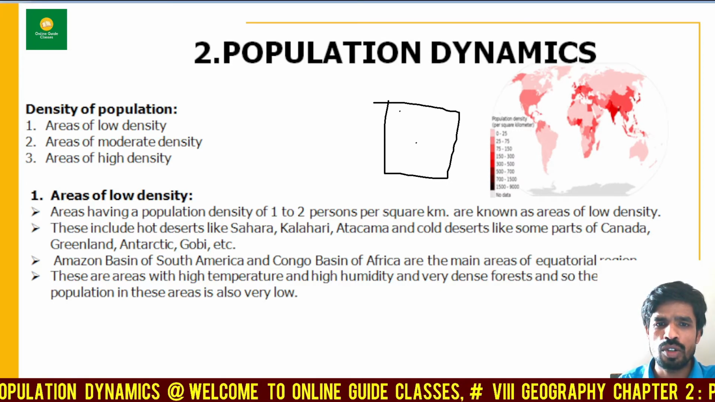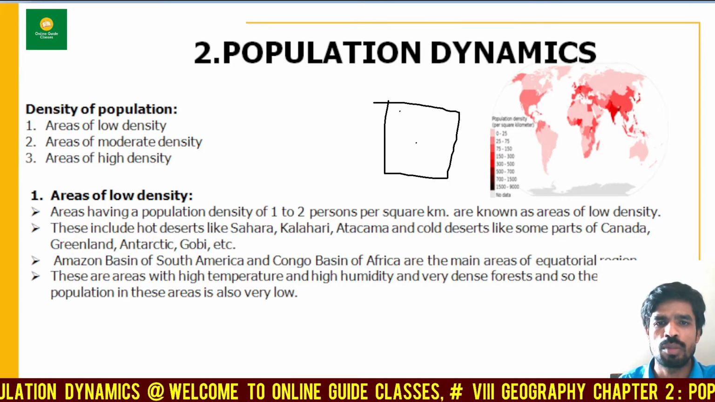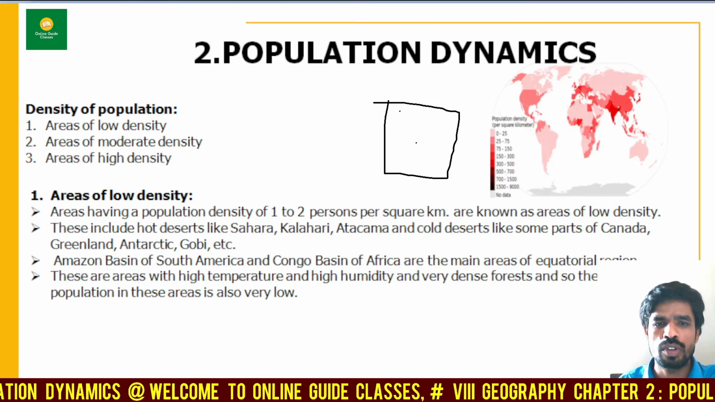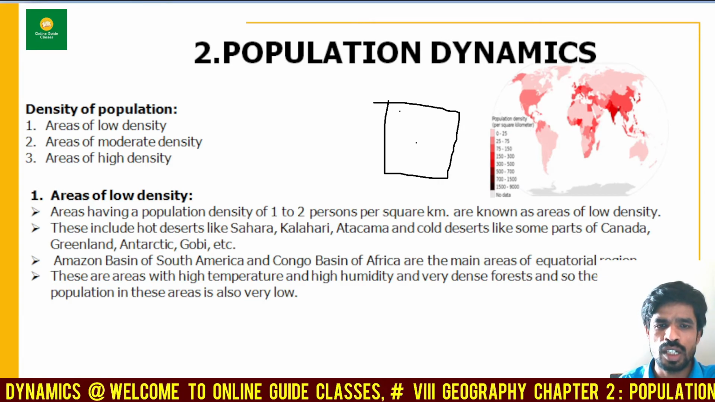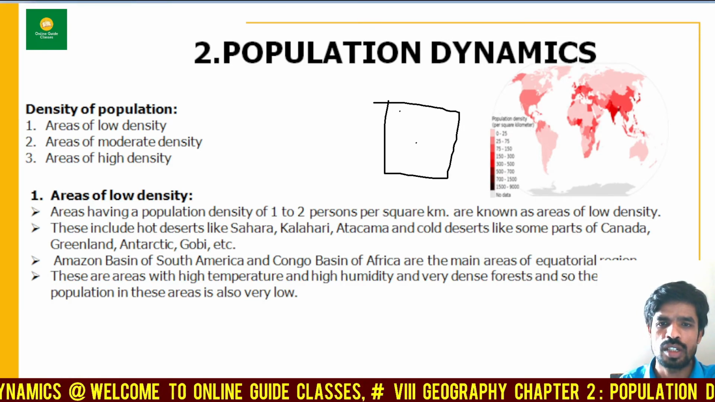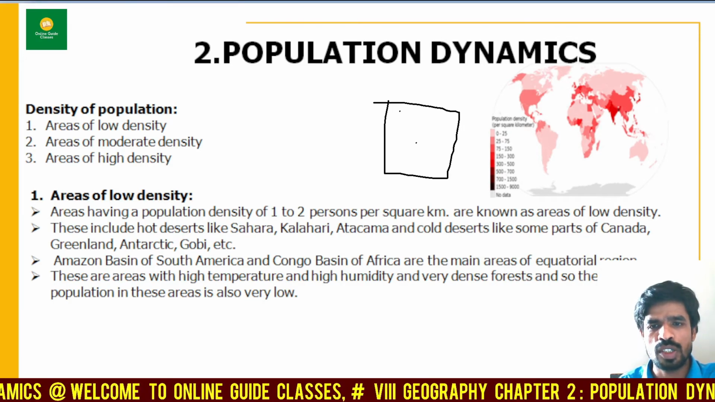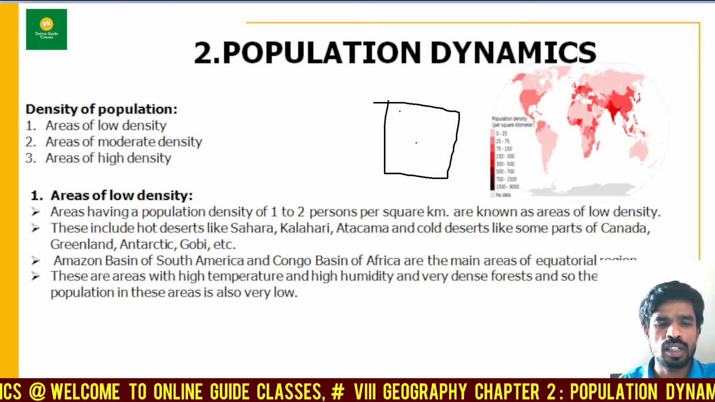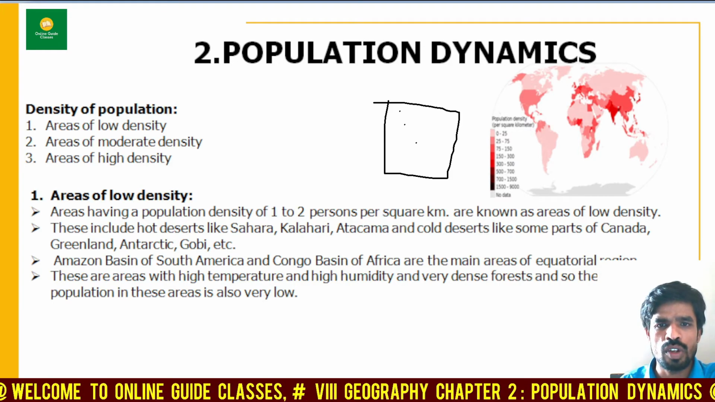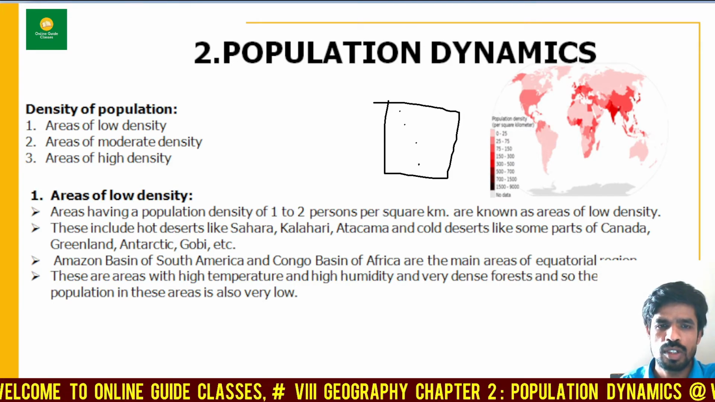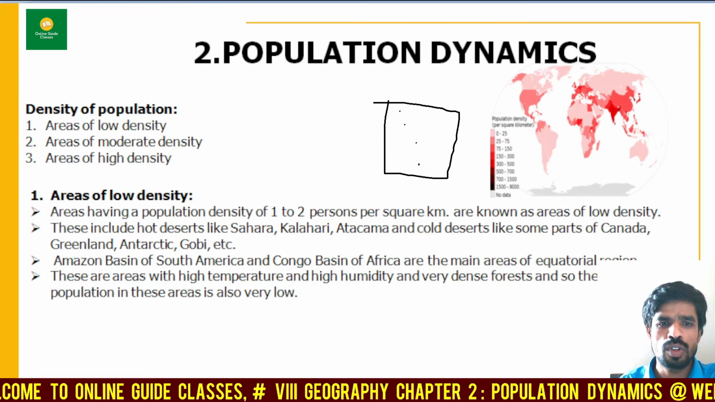Areas where only 1 or 2 people are living per 1 square kilometer are known as areas of low density, right? These include hot deserts like the Sahara, Kalahari, and Atacama, and cold deserts like some parts of Canada, Greenland, Antarctica, and the Gobi desert. In these places, only 1 or 2 persons live per square kilometer. So this is known as area of low density.